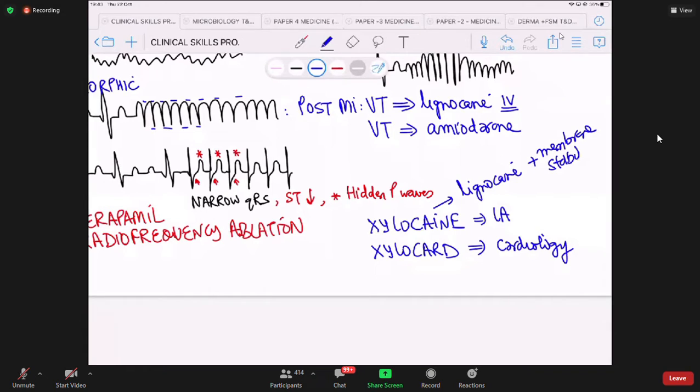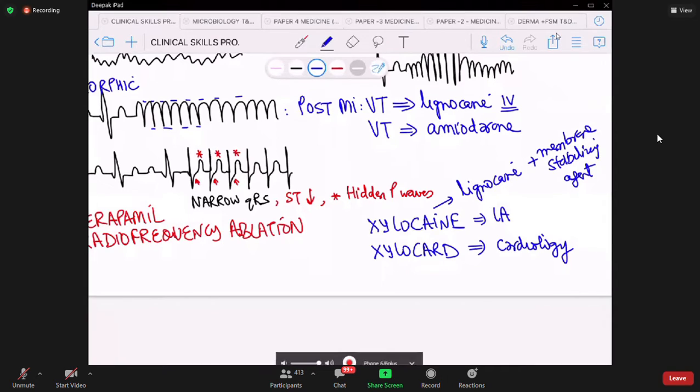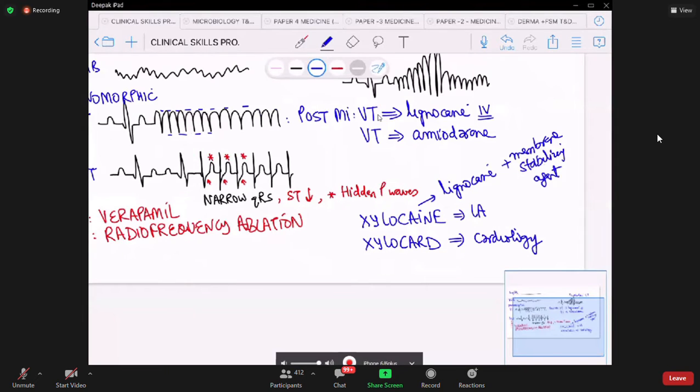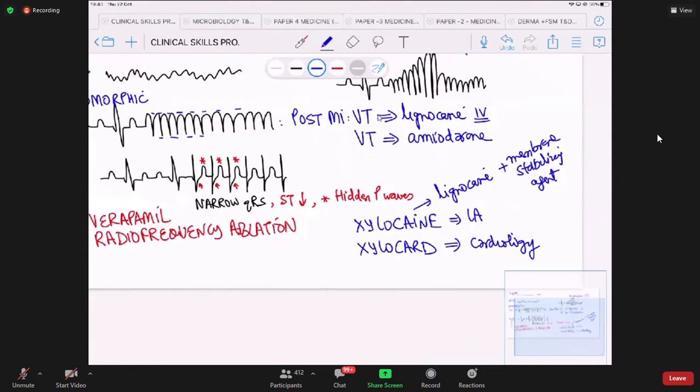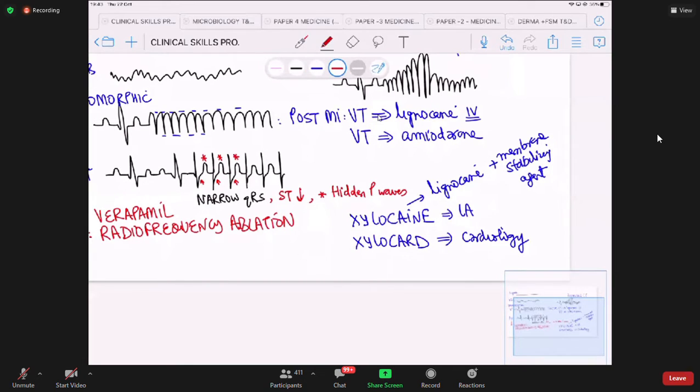This membrane stabilizing agent should never be injected intravenously. I repeat the statement: when you're giving xylocaine to the patient, xylocaine is lignocaine with a membrane stabilizing agent. This should always be given locally, never injected into a blood vessel, otherwise cardiac arrest will occur. But Xylocard can always be given intravenously.